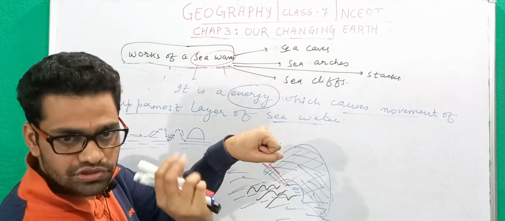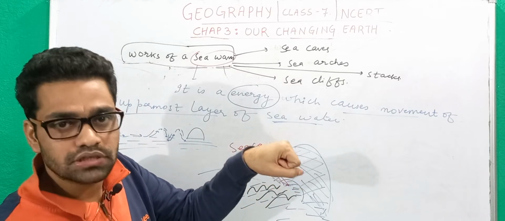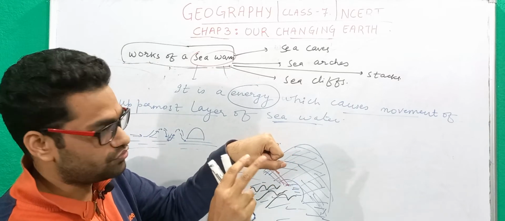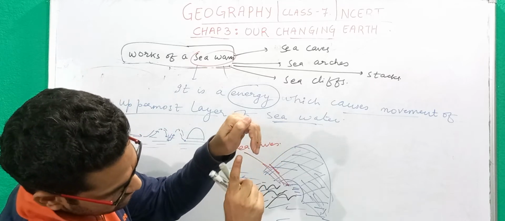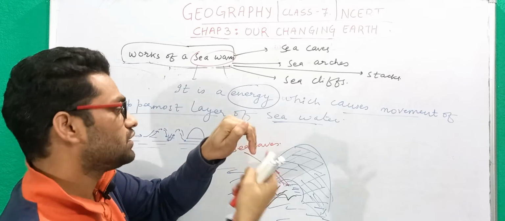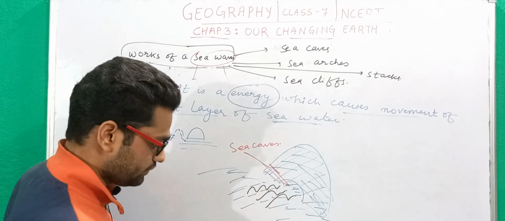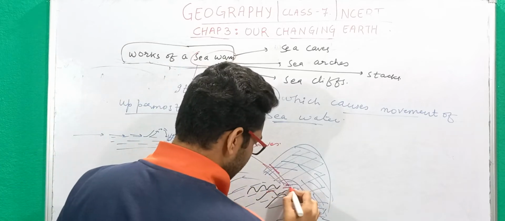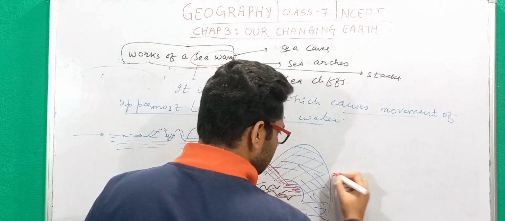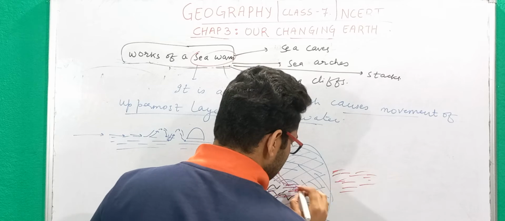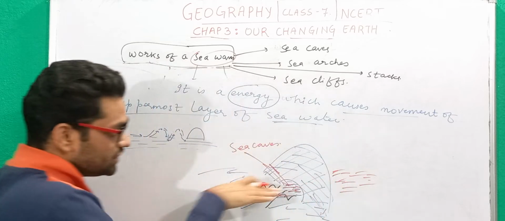After the continuous strike of waves, you will find that a tunnel-like structure gets formed. So water will certainly blow from here and come across, and it will flow from here now. This water which was striking here will now be able to flow through a tunnel-like structure beneath the rock.